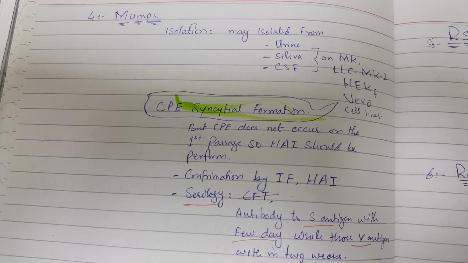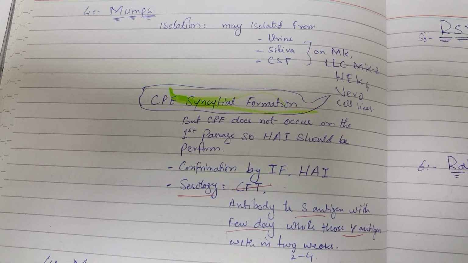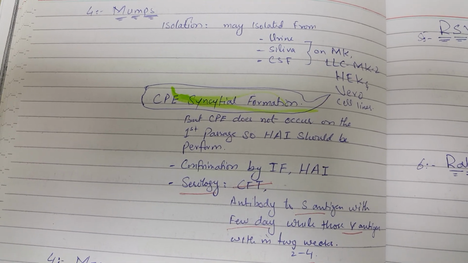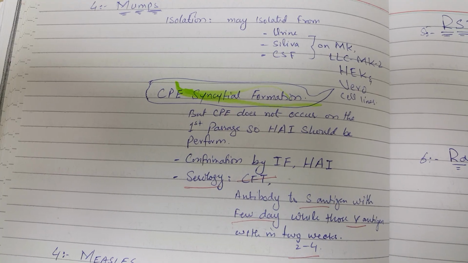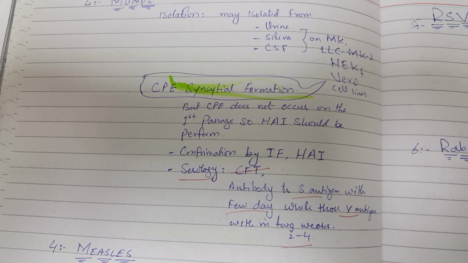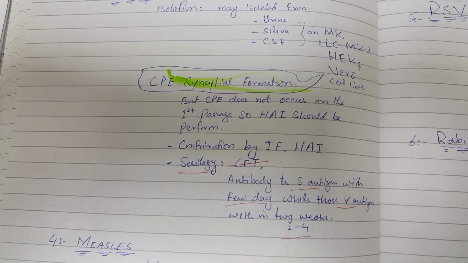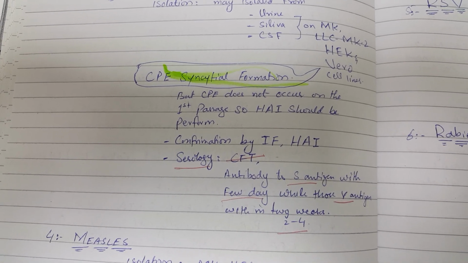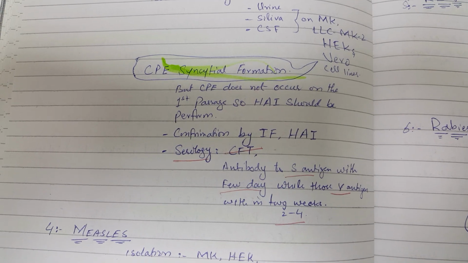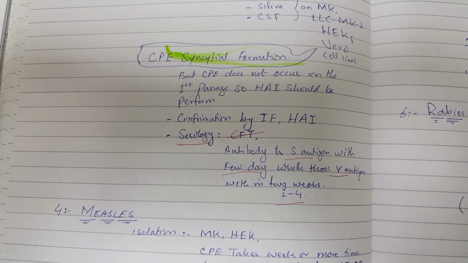So hemadsorption inhibition should be performed, and confirmation by immunofluorescence and hemadsorption inhibition. In serology, the antibody to S antigen will appear after a few days, while those to V antigen appear within 2 to 4 weeks.